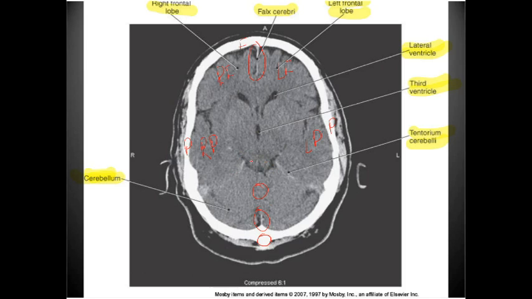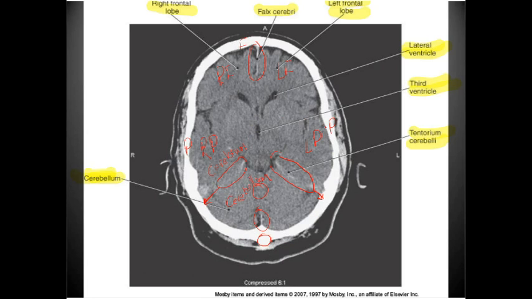In addition to that, we also see this area here, and as you can see, it's diverging, reaching back to the base of the skull. And this is the tentorium cerebelli. As we can see here, this is the cerebellum, and so this is separating the cerebellum from the cerebrum.